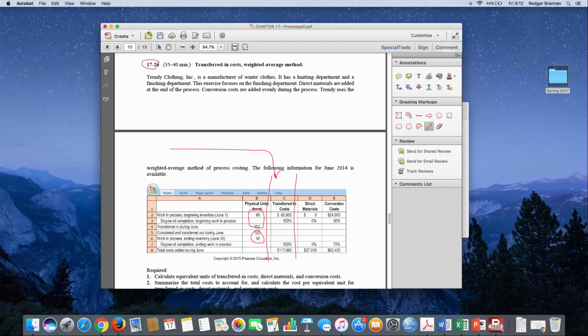The idea here is they add materials towards the end of the process, and again, conversion costs are assumed to be added evenly. So let's take a look at this in terms of calculating equivalent units, equivalent unit costs, and assigning the cost under weighted average when you have transferred in cost.